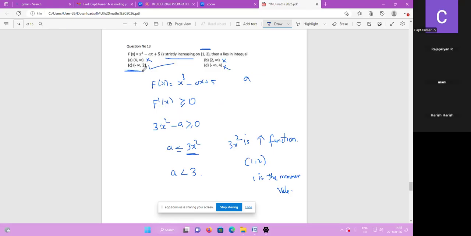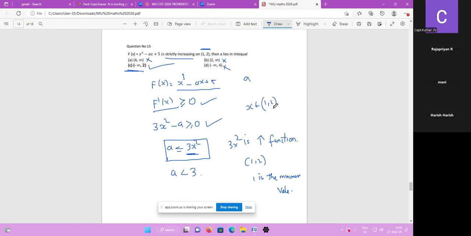Again, I'm telling this a little more elaborately. Given x cube minus ax plus 5, I want to find the interval which contains a in 1, 2 so that it becomes increasing. For increasing, I have to find f dash of x positive. No problem. So what is f dash of x? 3x square minus a. No problem. Now this a should satisfy this condition on 3x squared, where x belongs to 1, 2.